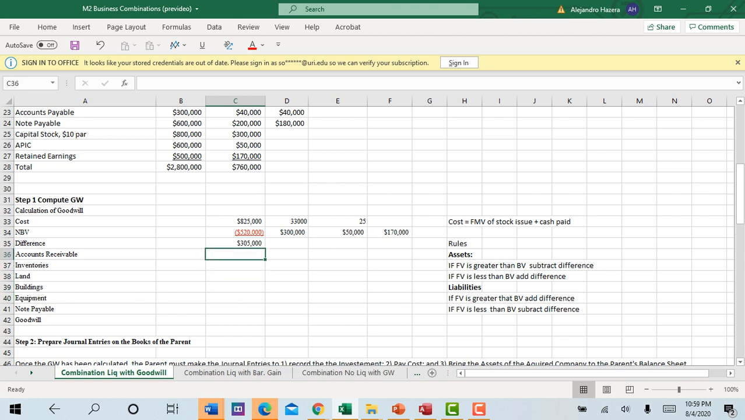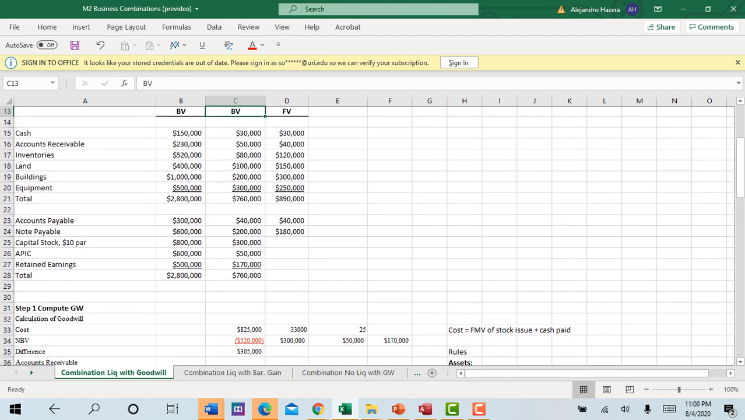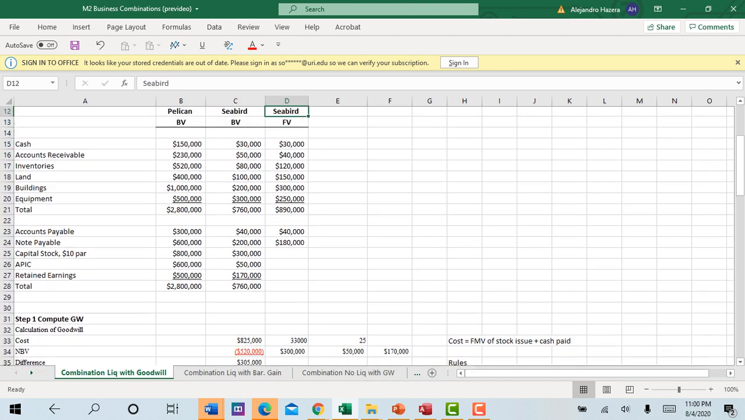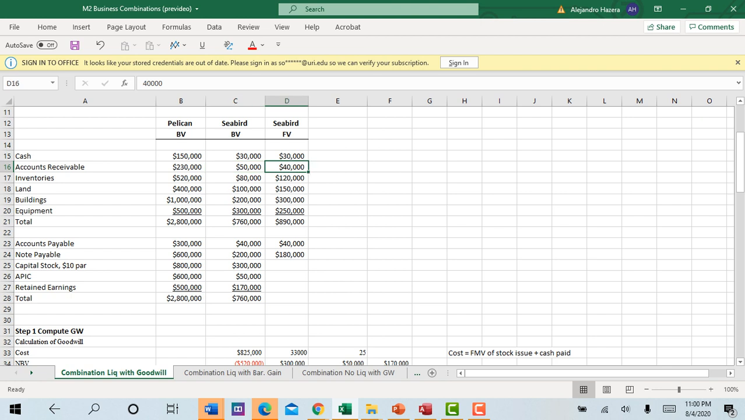Okay, now here's the question in the Goodwill calculation. You've got to ask yourself, you're overpaying by $305,000. Why are you overpaying? Well, there's two reasons. One reason you overpay is because a lot of the assets that you're buying, so you have all these assets up here. You have some cash, you have some accounts receivable. A lot of these assets might be worth more than their book value. Okay, so inventories has a fair value of 120 versus a book value of 80.